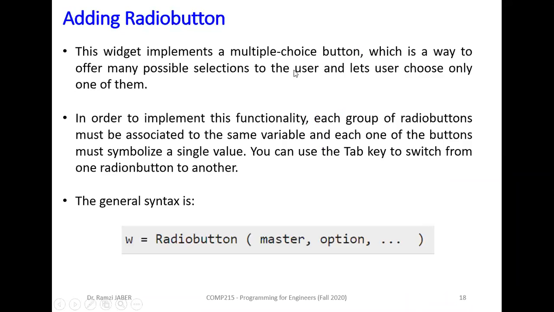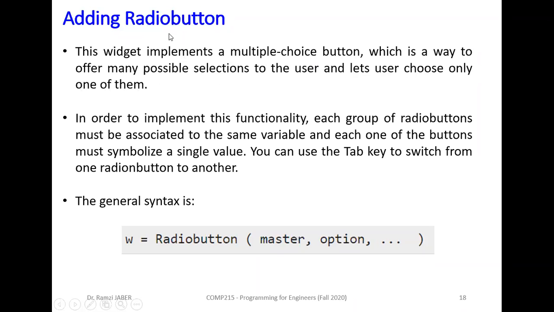So now adding radio button. This widget implements a multiple choice button, which is a way to offer many possible selections to the user, and let the user choose only one of them. It's one selection only, radio button. It's different than check button. In the check button, the user can select multiple choices.